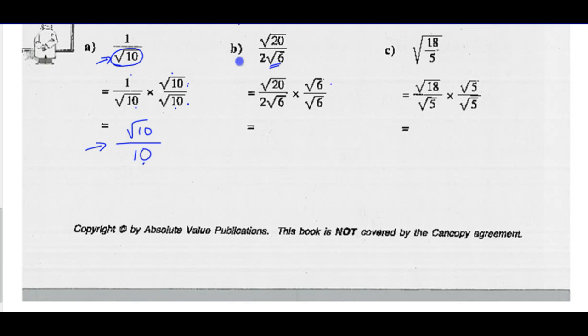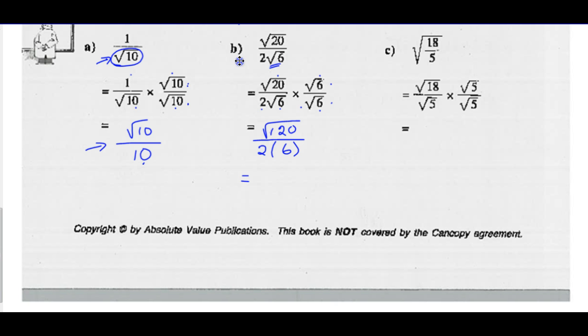So in part B, my radical denominator is radical 6. So I multiply by radical 6 over radical 6, which is really just like multiplying by 1. So we do this. Radical 20 times radical 6. Keep your radical sign. 20 times 6 is 120 over 2 radical 6 times radical 6. Well, you go 2 times 1, which is 2. Radical 6 times radical 6, we know, is 6. And now you want to simplify this.